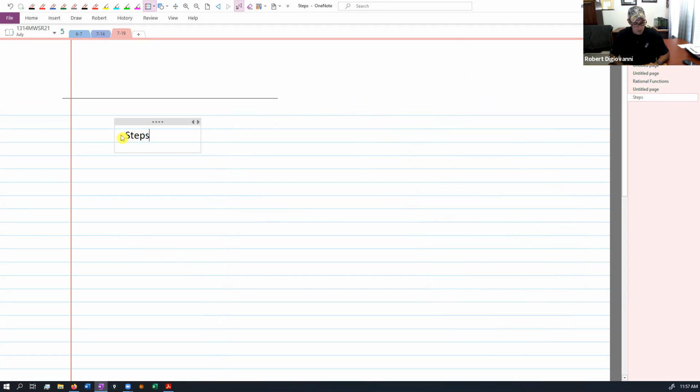Steps. You know what? No, I'm not going to do that yet. What is a rational function, right? So what do they look like? What do they actually look like when you write them out? So a rational function is just this. It's a function, f of x, where you take a polynomial and simply divide it by a polynomial.